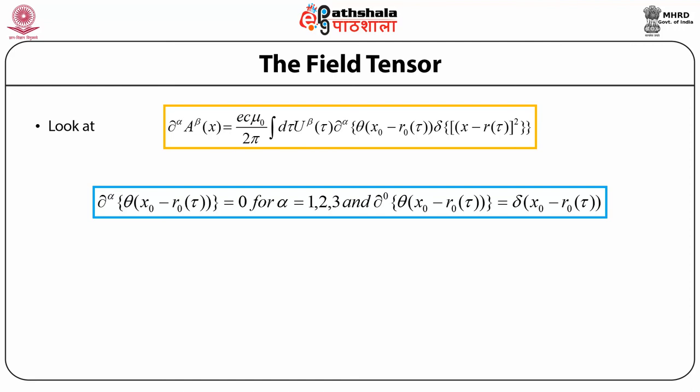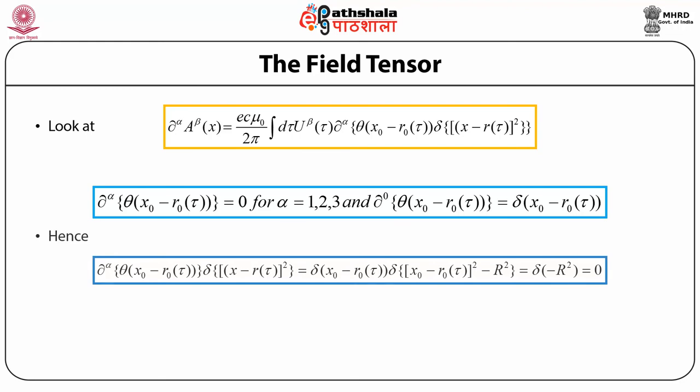So, del alpha A beta of x equals e c mu naught by 2 pi into integral d tau u beta tau del alpha into theta of (x naught minus r naught tau) into delta of (x minus r tau) whole square. And del alpha into theta of (x naught minus r naught tau) is equal to 0 for alpha equals 1, 2 or 3, and del naught into theta of (x naught minus r naught tau) equals delta of (x naught minus r naught tau). Hence, del alpha of theta of (x naught minus r naught tau) into delta of (x minus r tau) whole square equals delta of (x naught minus r naught tau) into delta of ((x naught minus r naught tau) whole square minus r square) equals delta of minus r square equals 0.